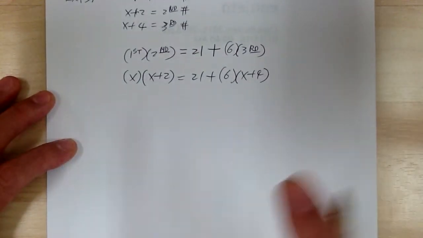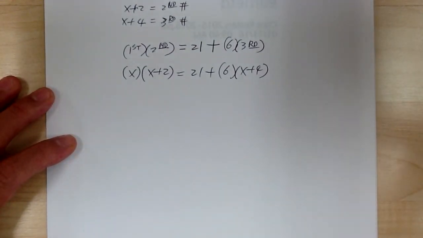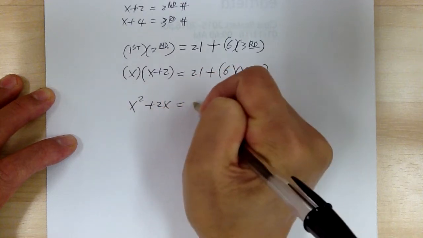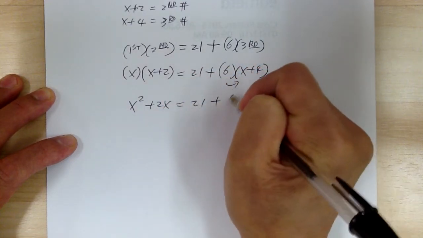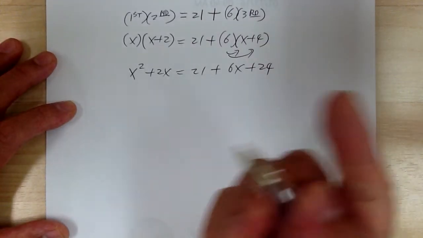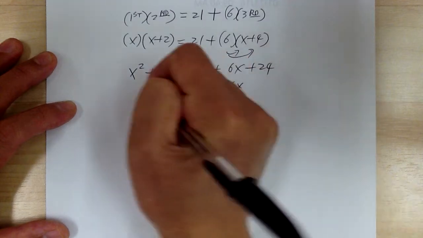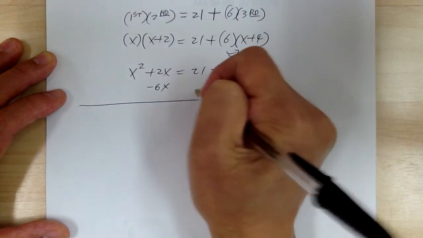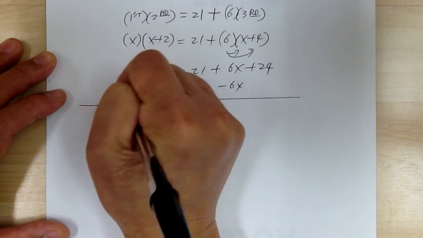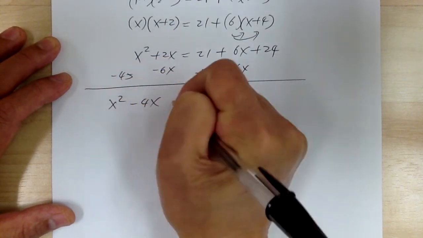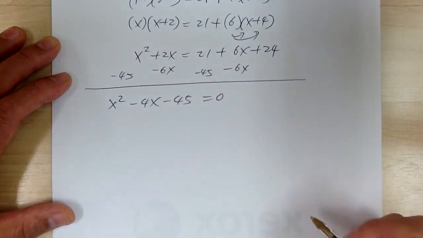Now you're going to work everything out. So you're going to get x squared plus 2x equal to 21 plus distribute, so you got 6x plus 24. Now you're going to move everything to the left hand side. So minus 6x, and this over here, you need to minus 45. So you're going to get x squared minus 4x minus 45 equal to 0.